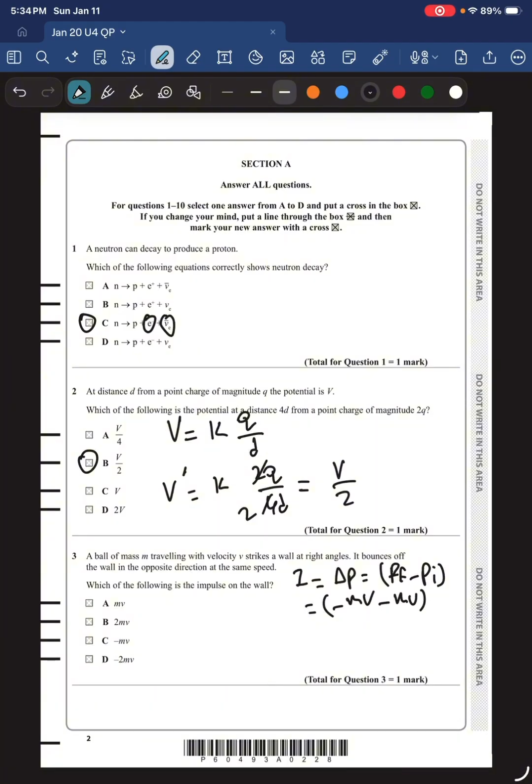because I'm using a negative sign for the final momentum. So the impulse on the ball is minus 2mv. Therefore, the impulse on the wall, which we are interested in, is the opposite of that. So 2mv, and the answer is B.